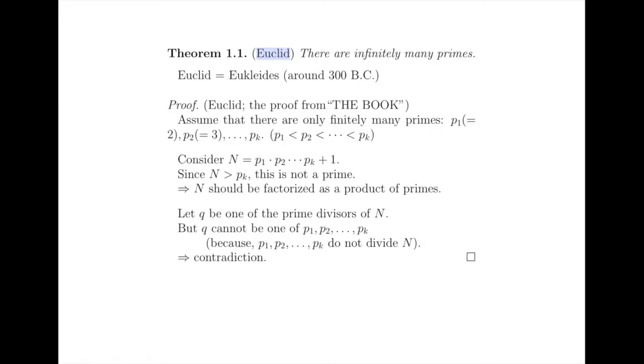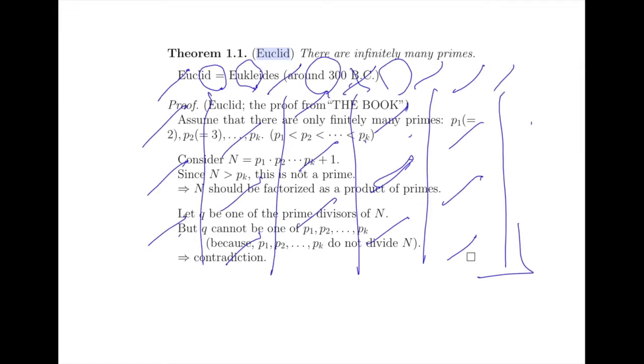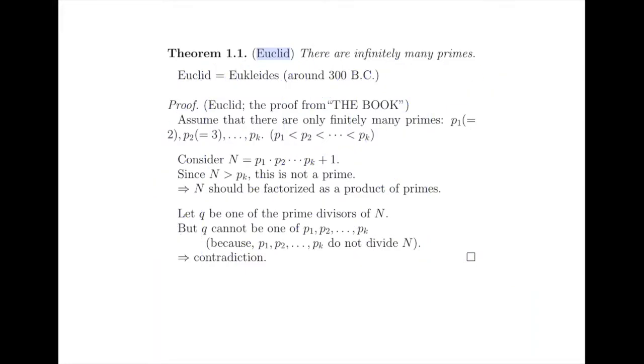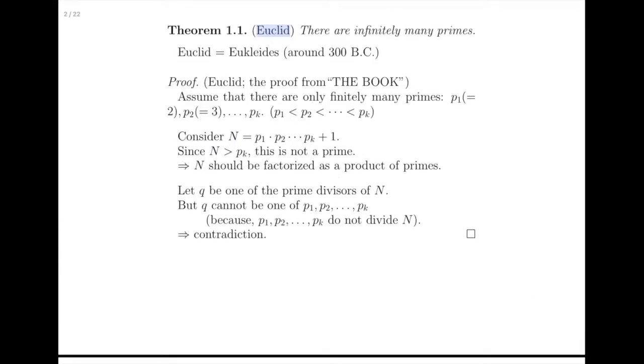However, Q should not be one of P1, P2, up to Pk, because any of such Pi does not divide N, because if you try to divide N by Pi, then there should be a remainder. Maybe better to write it out.